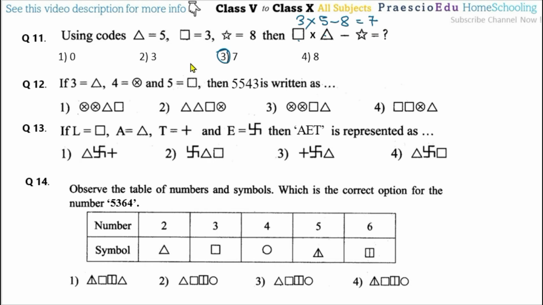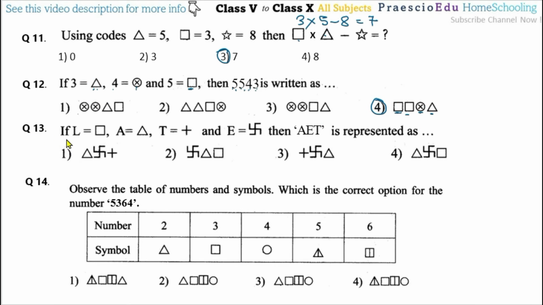Now question number 12. If 3 is equal to this triangle symbol, 4 is equal to this symbol, and 5 is equal to this square symbol, then how is 5, 5, 4, 3 written? So 5 means this symbol, and this symbol is given at the start 2 times in option number 4 only. After this, 4 means this symbol, yes, correctly given, and 3 means this triangular symbol, yes, so option number 4 is the correct one.